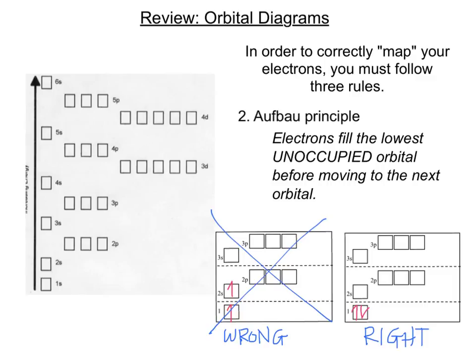Number 2 is the Aufbau principle. You have to fill the lowest unoccupied orbital before moving to the next orbital. So you have to start from the bottom and work your way up. So if you see this first example, you put one electron on the bottom and then another electron on the second. You can't do that. You have to completely fill the lowest unoccupied orbital first before moving to the next level.